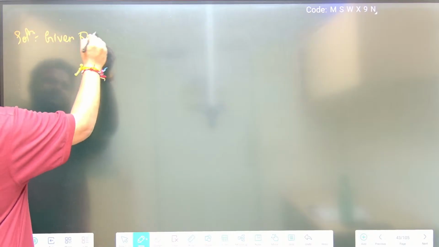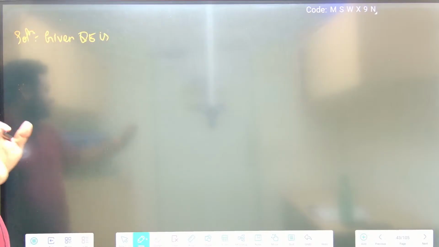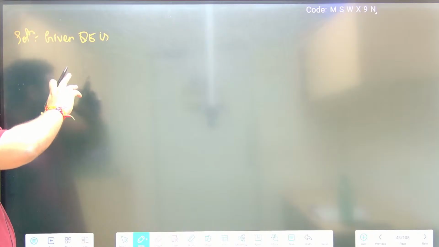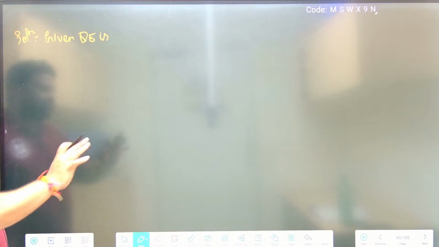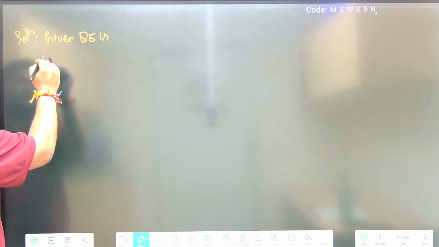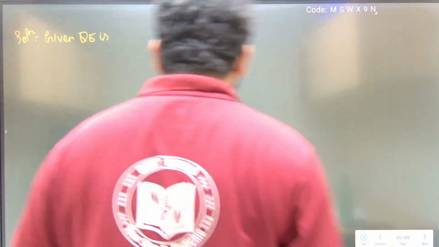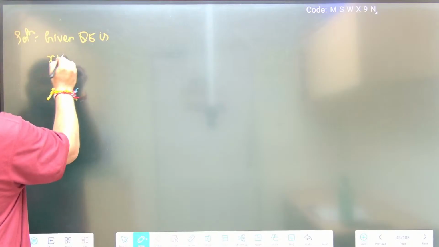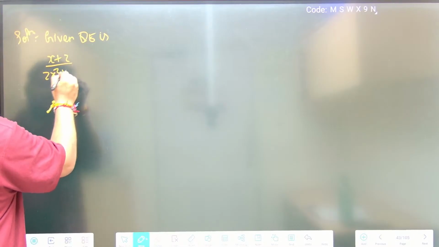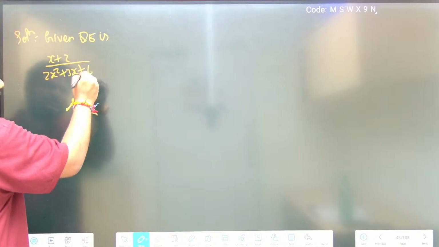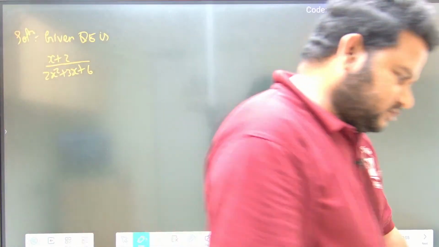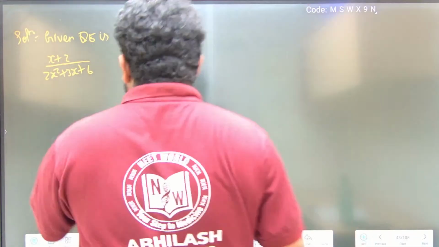quadratic expression is, see whatever questions I am doing, that is more than enough for your examination pertaining to quadratic expression. From there only you will get the question, no need to do anything extra. Okay, given quadratic expression is, what is that? X plus 2 by 2x square plus 3x plus 6. This is what they were given.